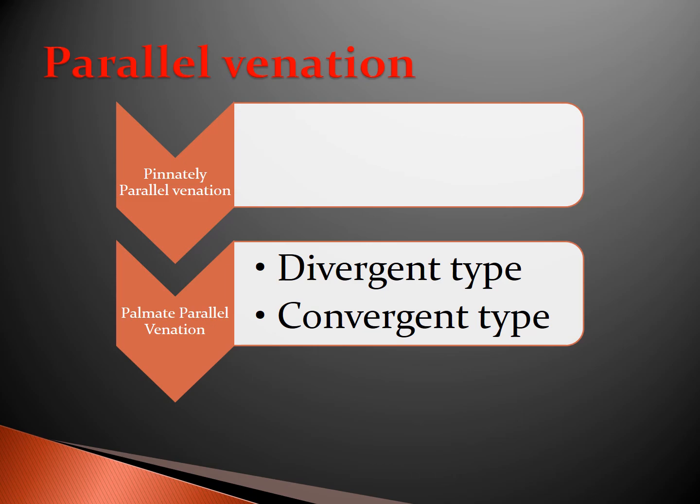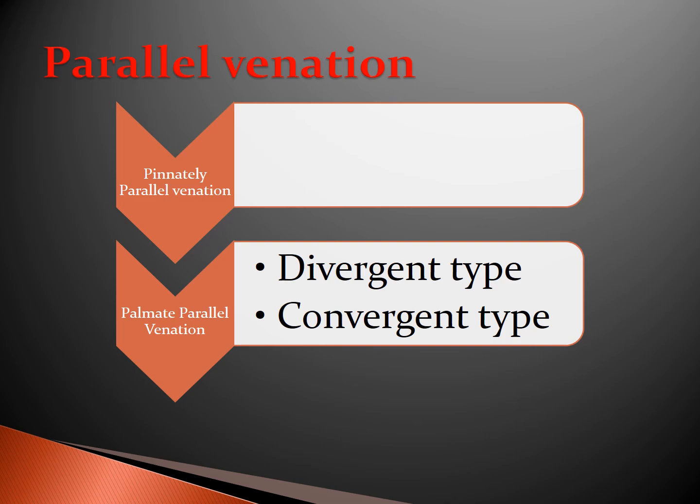These are the two types: one is the divergent type and another is the convergent type. In the divergent type, all principal veins originate from the base and diverge, underline that word, towards the margin of the leaf, as in fan palm. Then the convergent type: all principal veins run parallel to each other from the base of the lamina and join at the apex, as in bamboo, rice, and wheat. These are all examples of the convergent type of parallel venation.